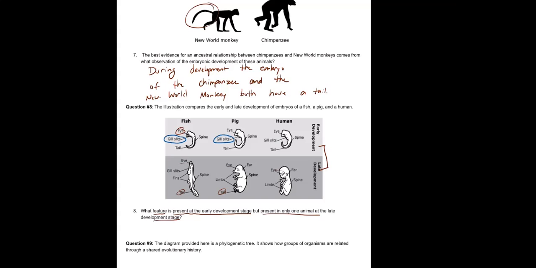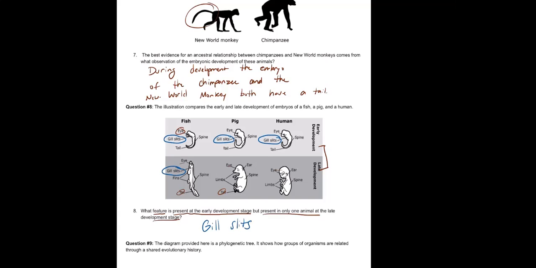The gill slits are in all three animals in early development when they're embryos. But then in later development, only the fish keep those gill slits. The pig and the human have lost the gill slits. And so that's showing the evolutionary relationship between pig, human, and fish. They're all related because they all had gill slits early on.